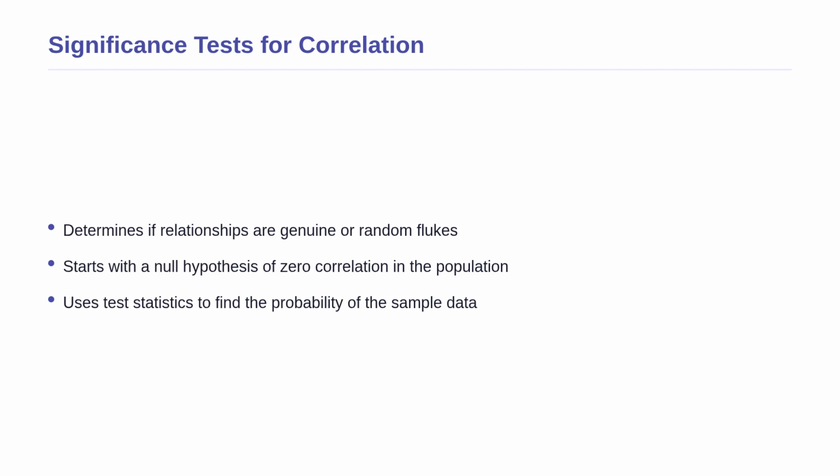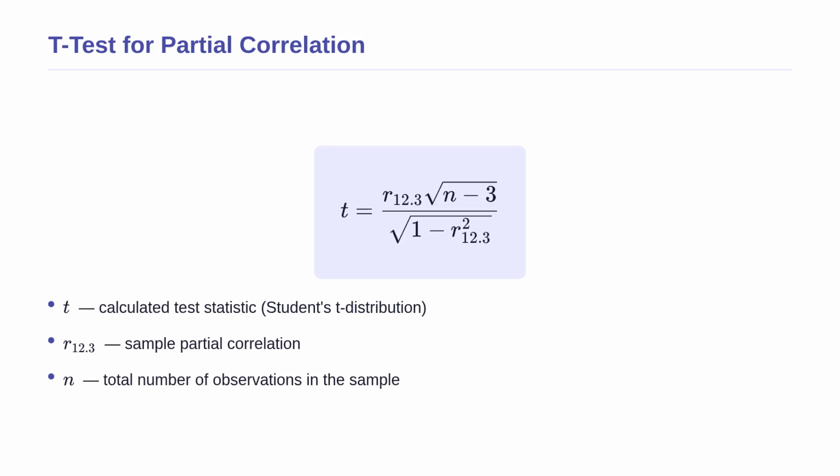We start by assuming the null hypothesis, the pessimistic view that there is absolutely zero correlation in the population. We then calculate a test statistic. If the probability of our sample data is very low under this assumption, we reject the null hypothesis and conclude the correlation is real. For a partial correlation coefficient, we use a student's t-test.